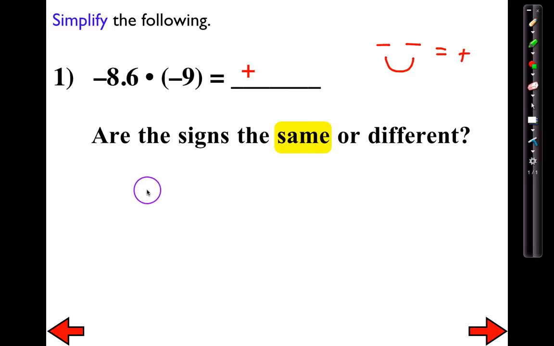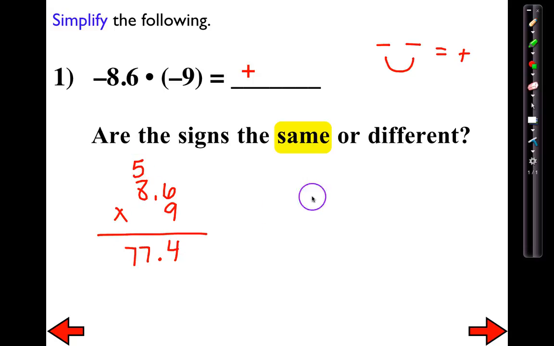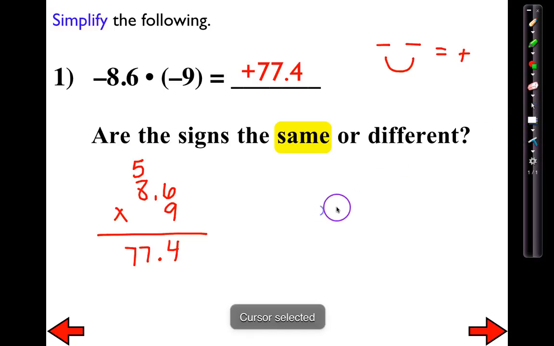So now what I'm going to do is multiply. I have 8 and 6/10 times 9. So I'm going to multiply 9 times 6 is 54. 8 times 9 is 72 plus 5 is 77. So I'm going to say that my final answer is going to be positive 77 and 4/10.